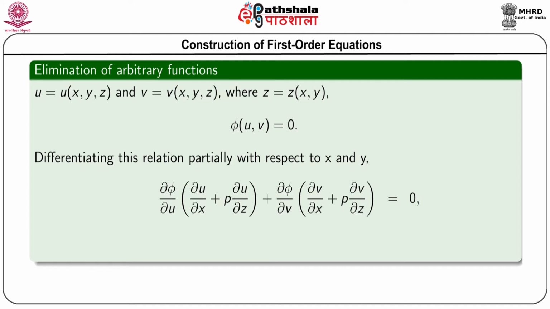There is another way to find a first order differential equation, which is elimination of arbitrary function. Suppose u and v are two functions of x, y and z, where z is the dependent variable which is a function of x and y, and the functions u and v are related by the relation phi(u, v) equals 0.